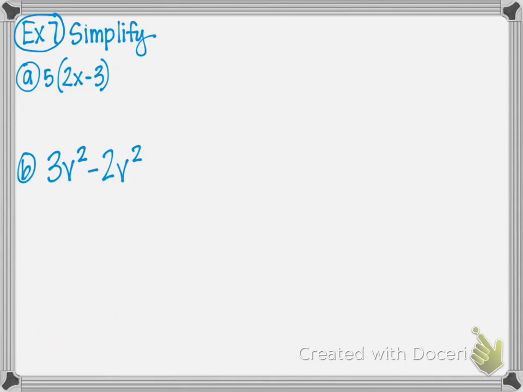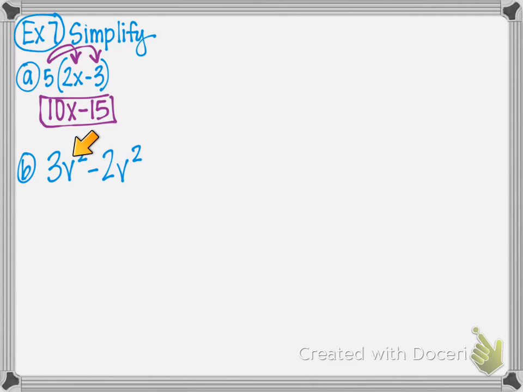Alright, example 6, let's simplify again. Okay, I've got this 5 that needs to be multiplied by all of this stuff. So what property do I need to use? The distributive property. So we're going to distribute that and get 10x minus 15. And that's it. That's all you can do. You simplified it.